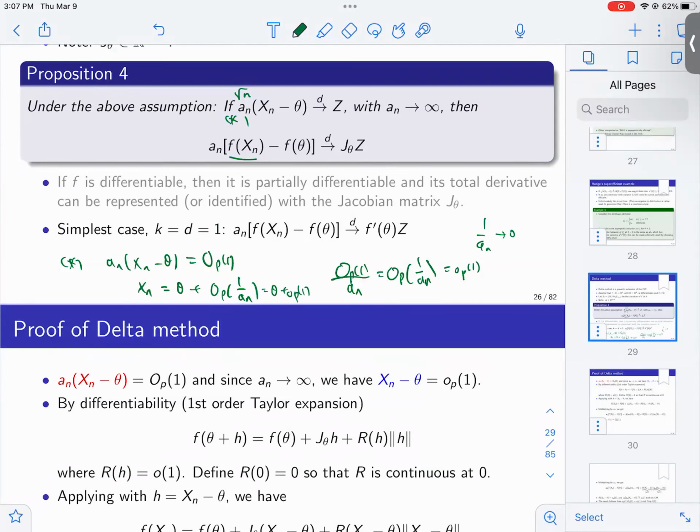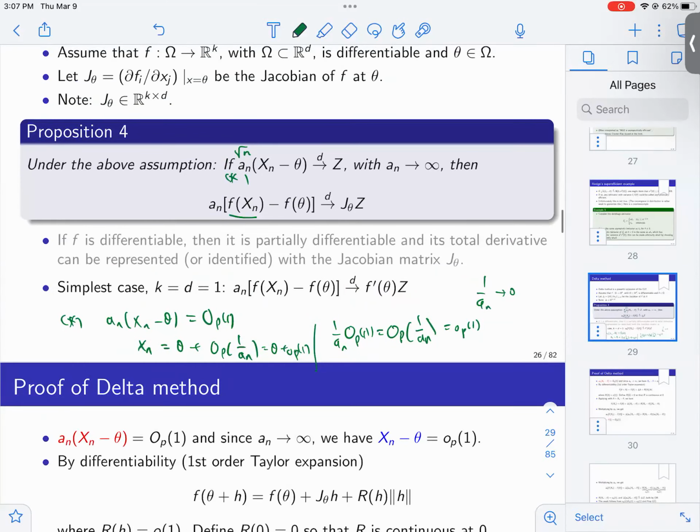You don't have to write it in this notation. Just write it like this. It's just something like going to 0 times big OP of 1. I could say it's just like 1 over a_n times big OP of 1. So you can see that if you assume this condition, implicit in it is that x_n is converging to theta in probability. Okay, so it's already consistent for theta.